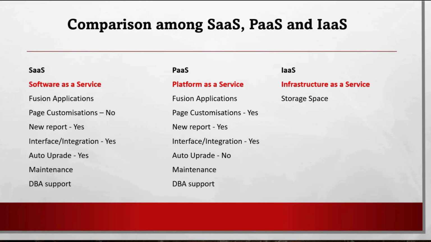What next? PaaS. In platform as a service, Oracle will give you Fusion applications and also access for page customizations, new report making, and integrations or interfaces. However, auto upgrade will not happen. Whenever Oracle does any new release, you will have to do the upgrade yourself. But Oracle will give the maintenance support and the DBA support.